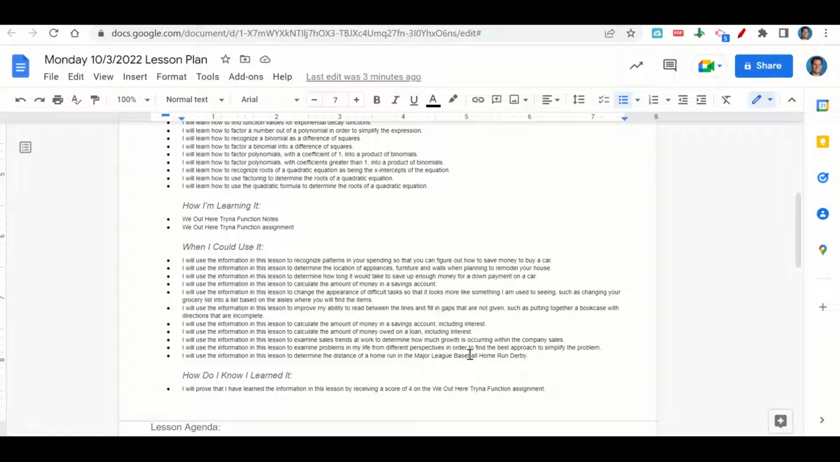trends at work to determine how much growth is occurring within the company's sales, to examine problems from your life from different perspectives in order to find the best approach to simplify the problem, and to determine the distance of a home run in the Major League Baseball home run derby.